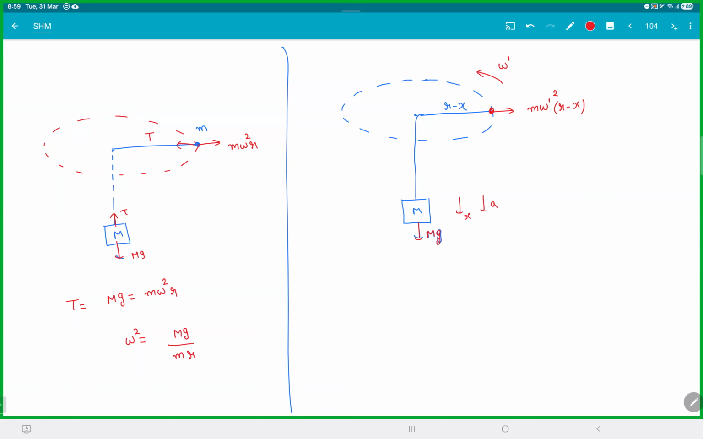Perfect. So what is the net restoring force? We are writing equations along the string. Remember, in NLM we did this, net force along the string. So the net force along the string is Mg, and the one trying to stop you is the centrifugal force m omega dash square into r minus x. That must be equal to the total mass m plus M into acceleration. Is that equation making sense?